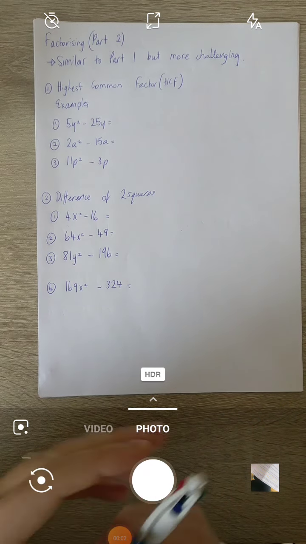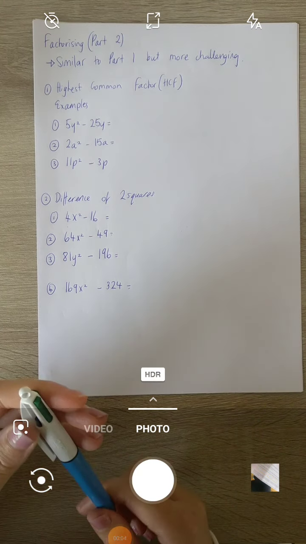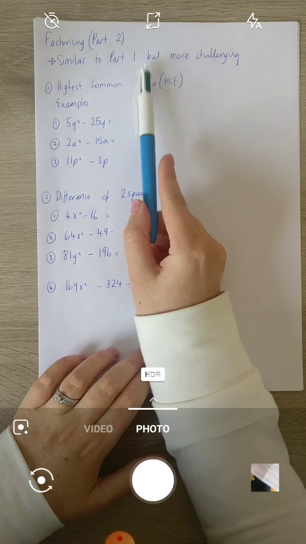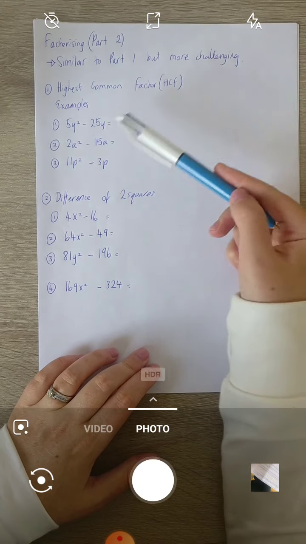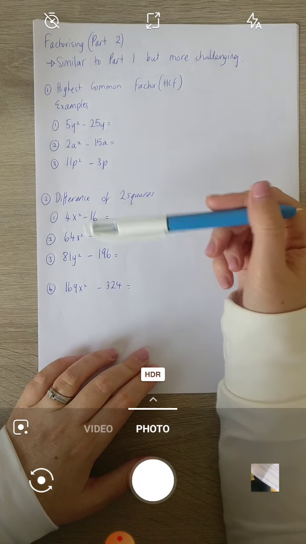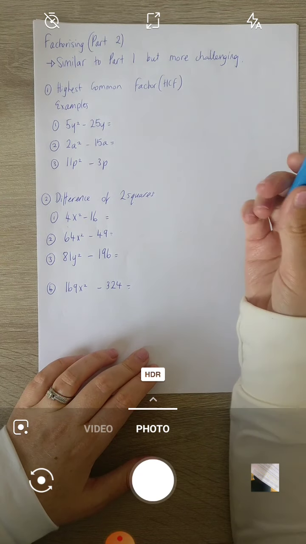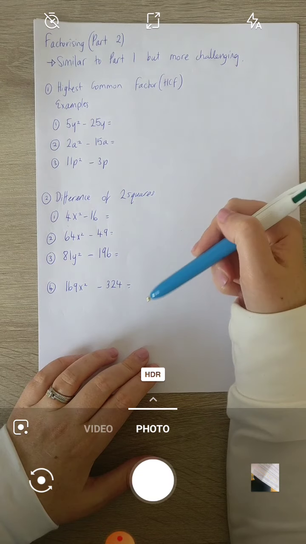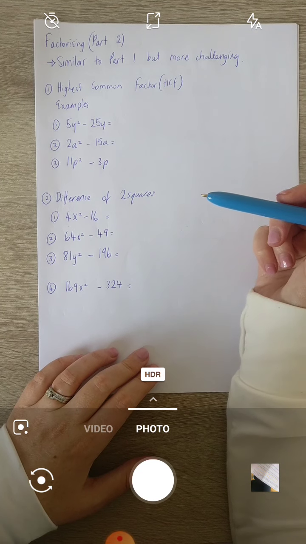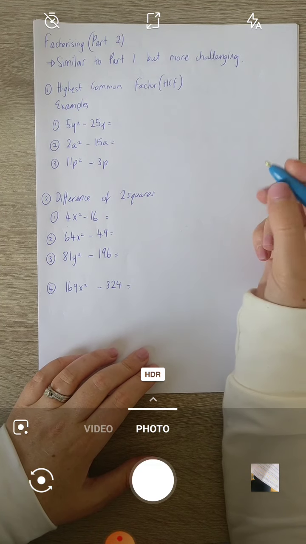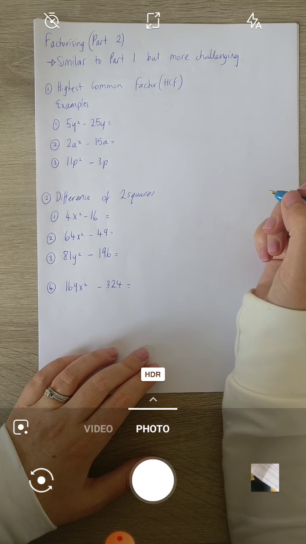Okay, so we're going to continue with factorising. Very similar to the last video, but the examples, as I said, will be a little bit more challenging. So you're still going to see the 4 sections that we looked at in the last video. So I'm quickly going to run through the first few and then spend a little bit more time when it comes to the quadratic trinomials.